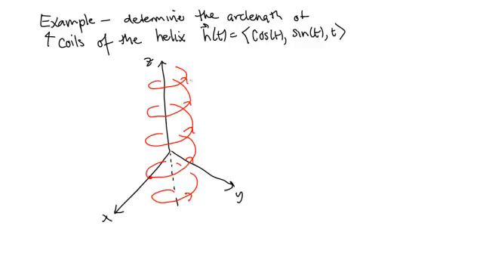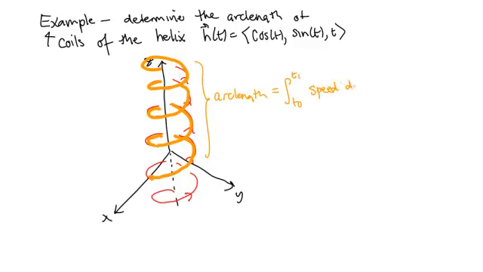So what we want to do is come up with the arc length for 4 full coils of it. So if I started here and followed it around, like so, well, this would be 1 full coil, and then 2 full coils, and then 3 full coils, and then 4 full coils. And so that's the length we're looking for. So the formula for arc length is that we're going to integrate from the starting time, t0, to the ending time of the speed, dt. So let's work out these important components right here.